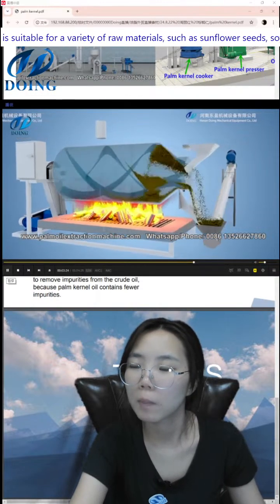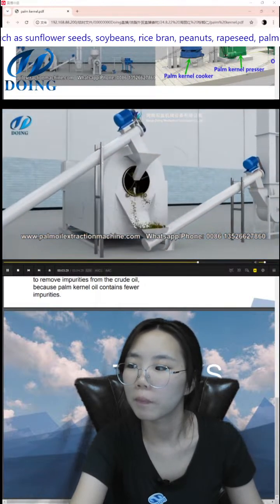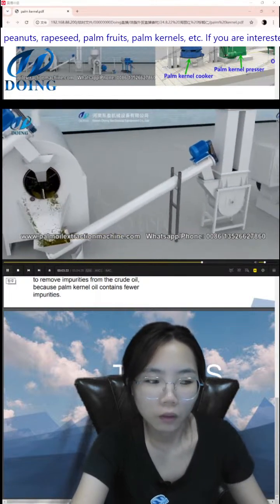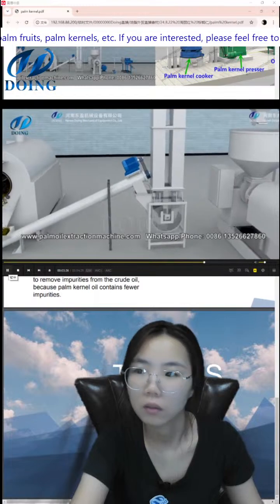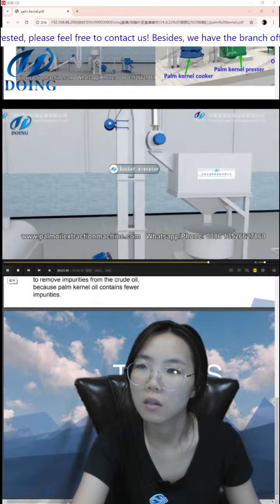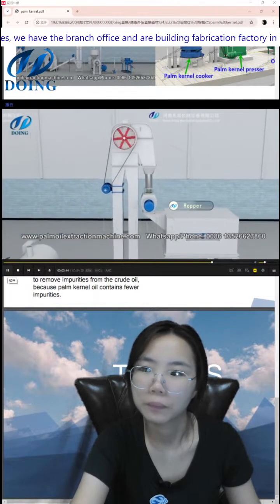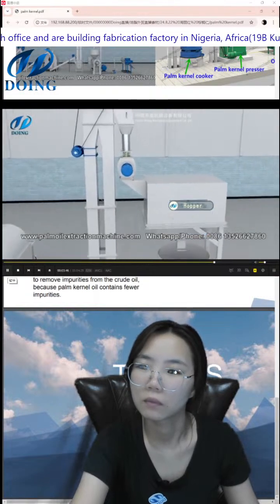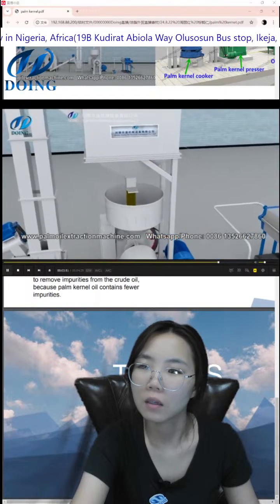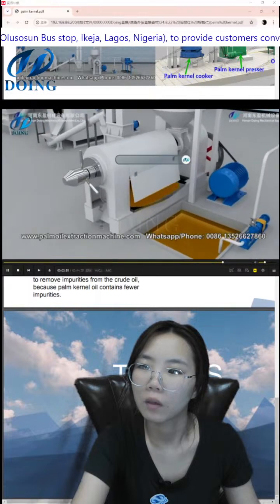After the cooker, the palm kernel enters the next part. The next part is the oil presser. The cooked kernel goes into the bucket elevator, and then the palm kernel goes into the oil presser.